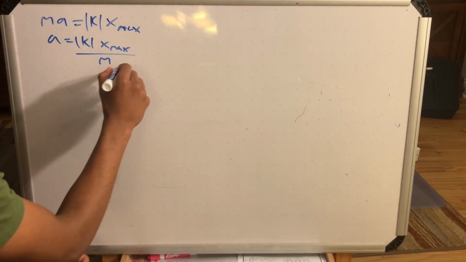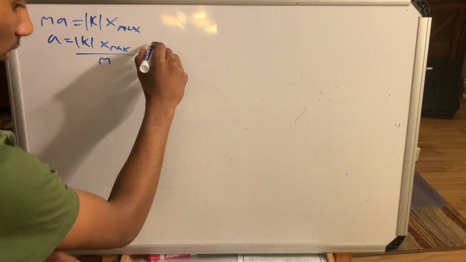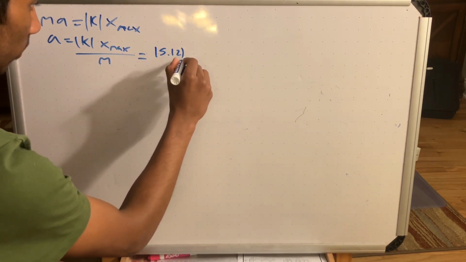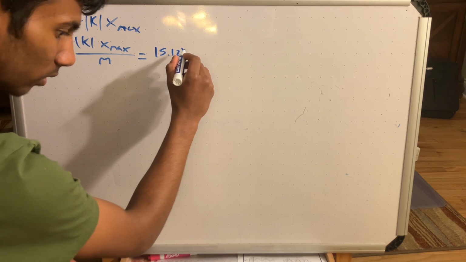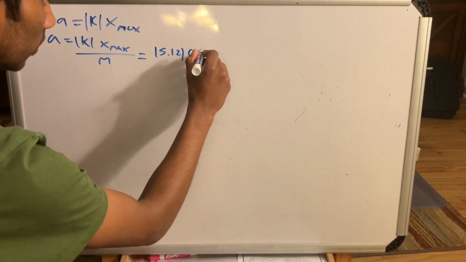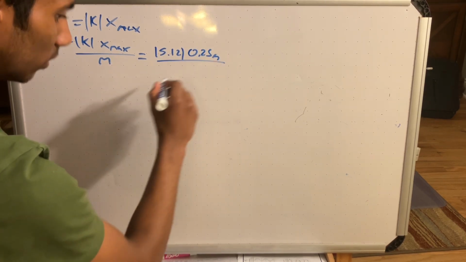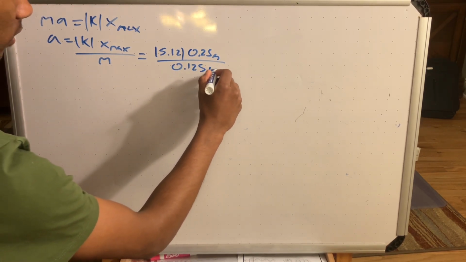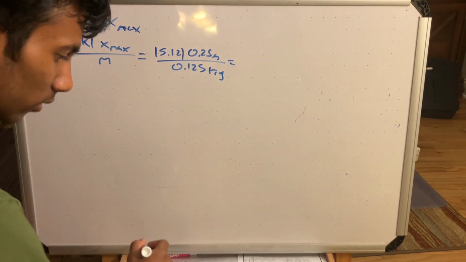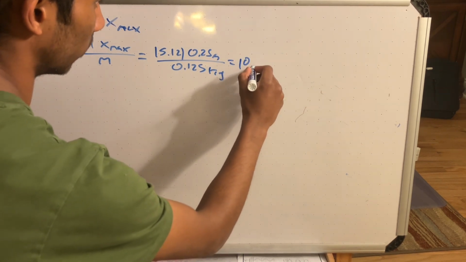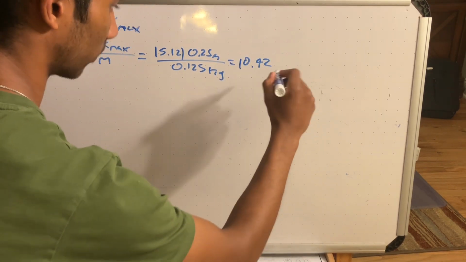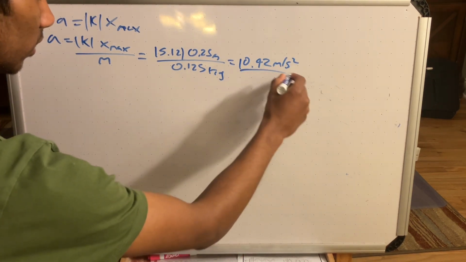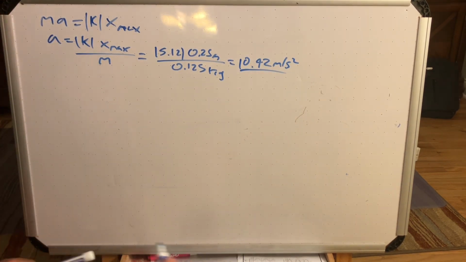object, and then that would equal 5.12 times 0.25 meters divided by 0.125 kilograms, and that will give you 10.42 meters per second squared. So that is what I meant to put.